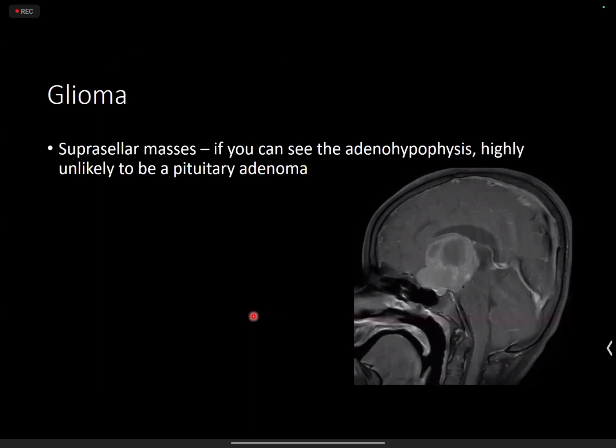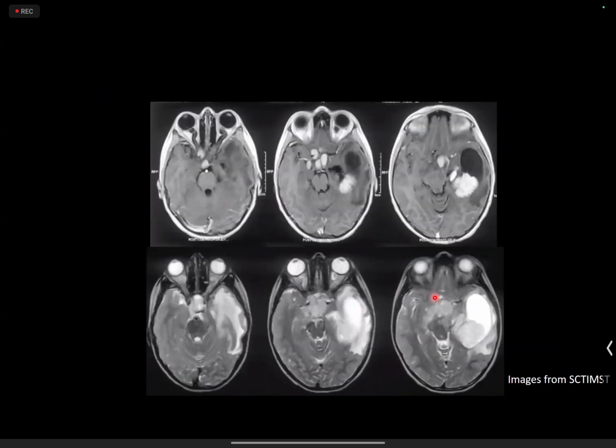And we have to see any suprasellar mass. If you're seeing the adenohypophysis separately, it is not a pituitary adenoma. So this is the first thing we have to rule out, just to stress upon that part.